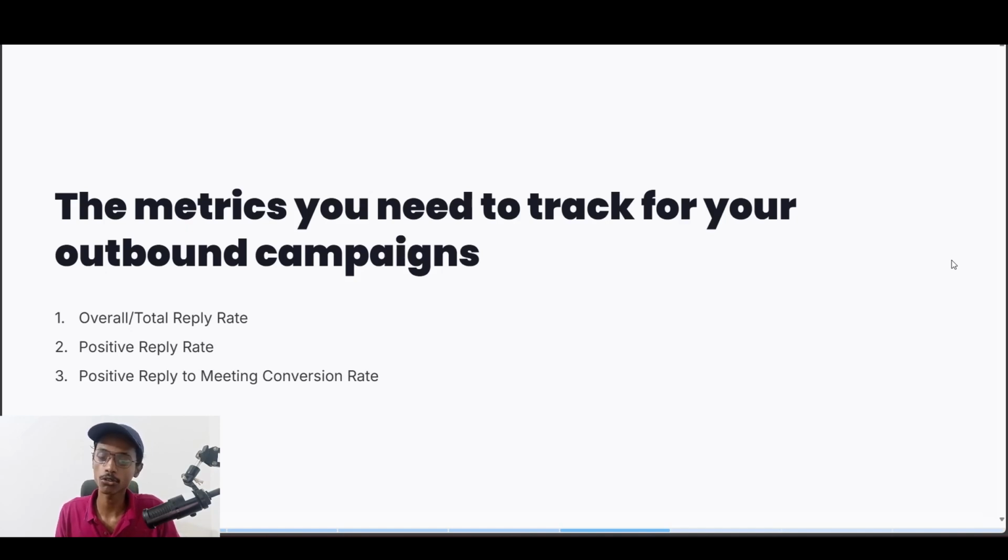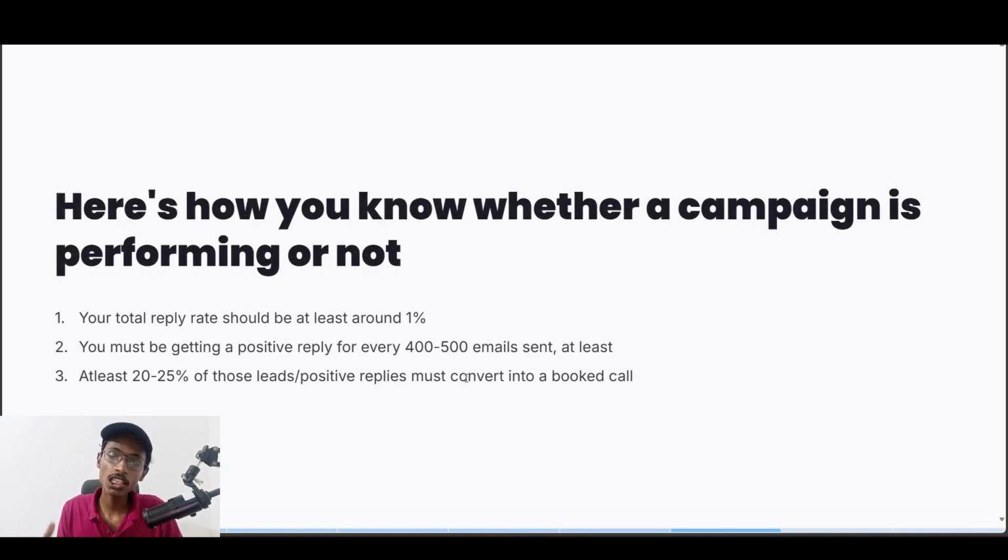This will allow you to know, okay, my campaign is performing, or it's not performing, or it's suboptimally performing, or it's complete dog poo, whatever. You'll be able to find that out by these three metrics. Here's how you know a campaign is performing or not. Your total reply rate should be at least around 1%, right?